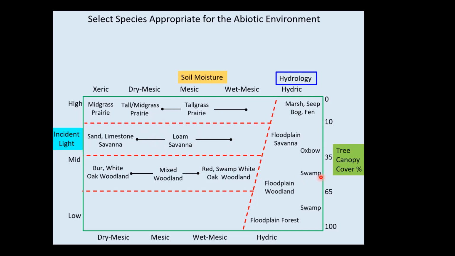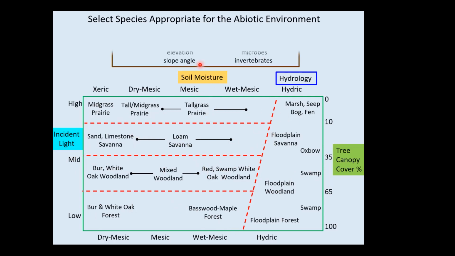And of course, when you get to 35 to 65% canopy cover, which straddles 50%, and that's about middle amounts of light, then we're in a woodland. And if we're down here at 65 to 100%, then we're in a forest. You're probably not going to be doing too much reconstruction here. Most of your reconstruction is going to be right up in here.